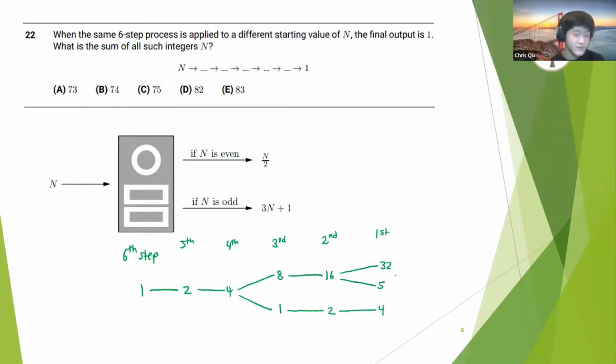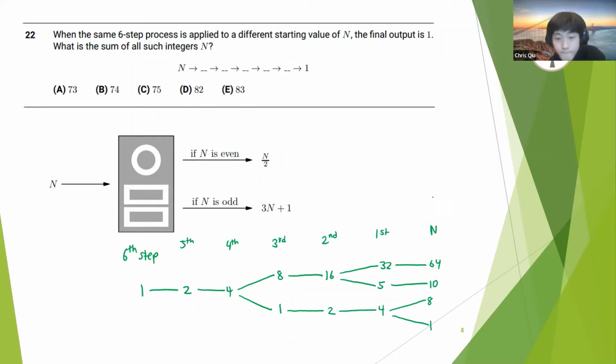And we can draw the same chart down here. Lastly, these are the possible values for n in the last column. The only way to get to 32 is by having 64. The only way to get to 5 is by having 10. And the 2 ways to get to 4 are listed here, 8 and 1. So these are the 4 possibilities for what n can be.